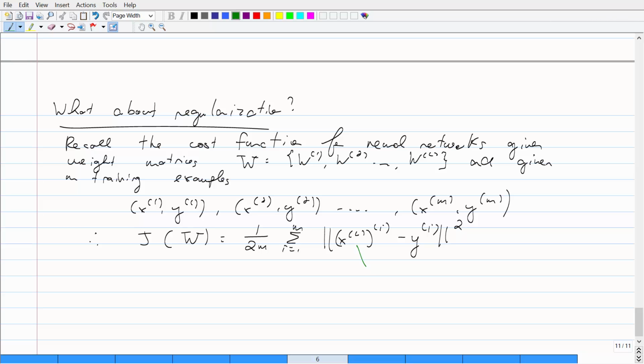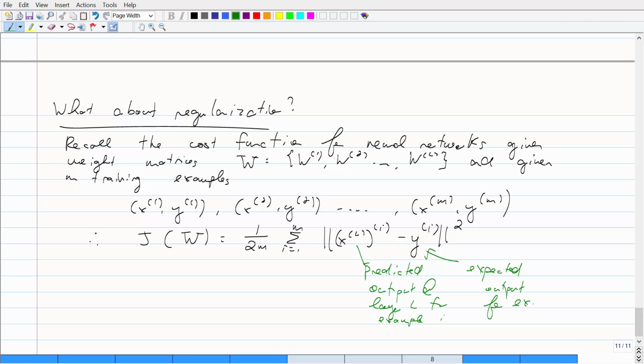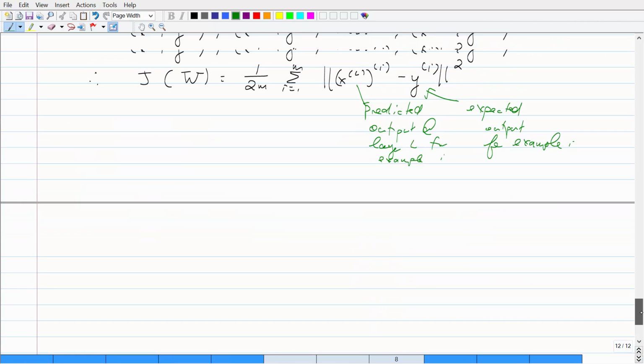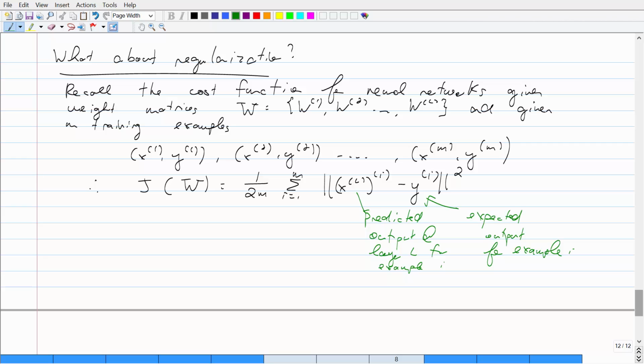So this here is the predicted output at the output layer L, and this is for example i. And this is the expected output for example i. So we're just summing over all those errors. It's very similar to what you saw for the cost functions that we've seen in the past. So this is what the cost function would be without any regularization.